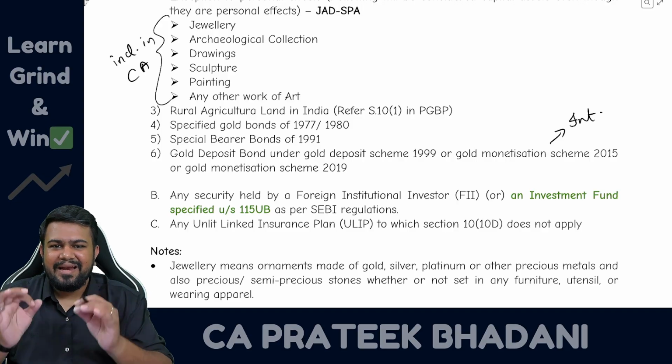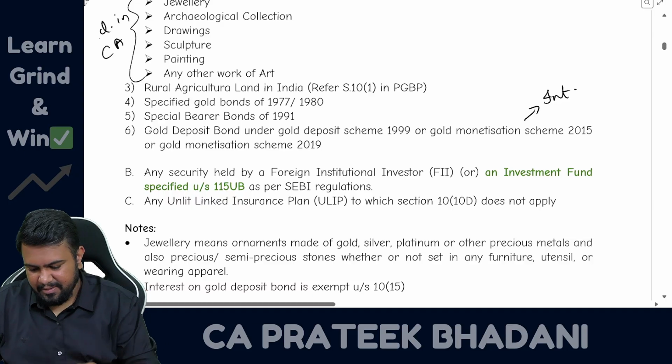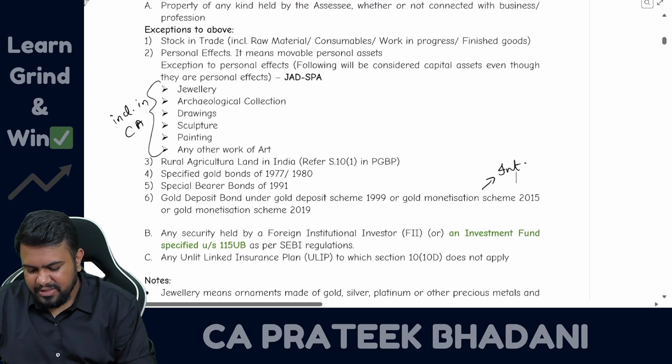Under section 10 clause 15. This you would have learnt in your income from other sources chapter. Fine. So these are all exclusions from capital asset.